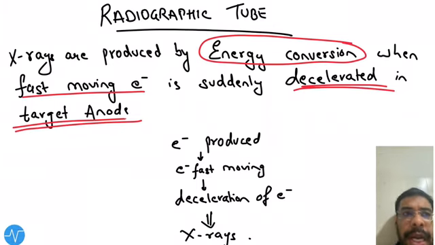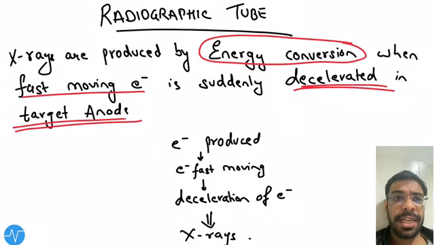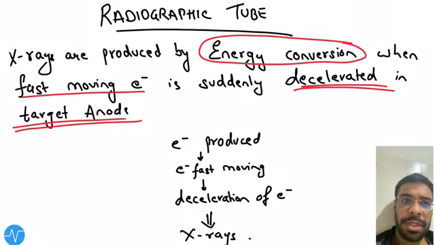Radiographic tube. X-rays are produced by energy conversion when fast moving electrons are suddenly decelerated in the target anode. Main point: energy conversion, fast moving electrons, deceleration, and the target anode. Means what? Electrons are produced, they move fast from cathode to anode, hit the anode, deceleration of electrons happens, and therefore X-rays are produced.